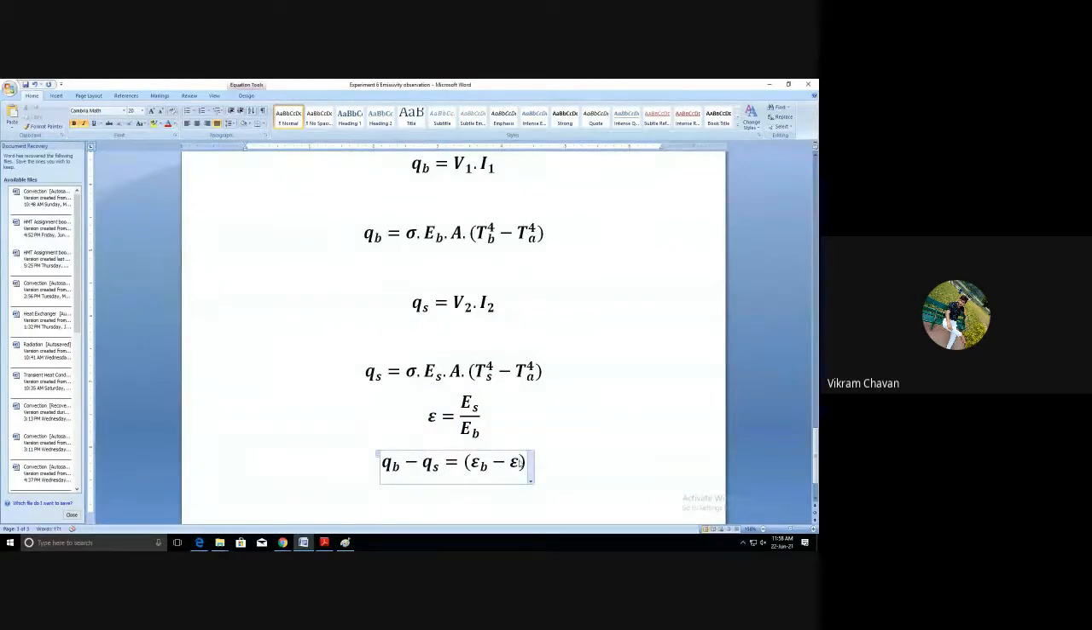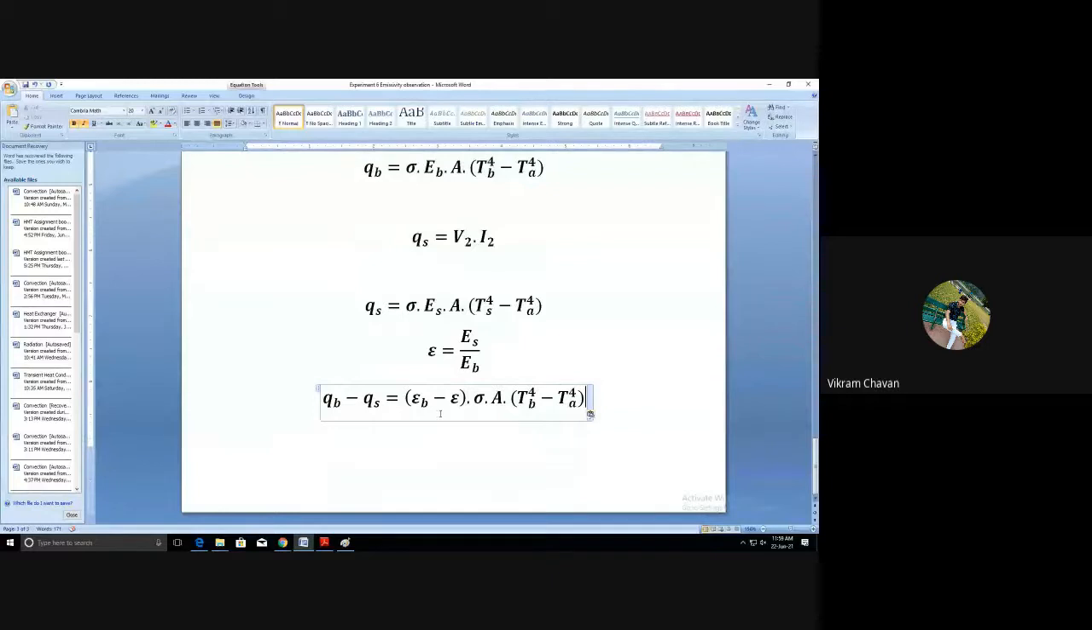Okay, multiply by sigma, multiply by area and multiply by Tb minus Ts raised to 4, or one of the temperatures, Tb minus Ta raised to 4. Because Ts and Tb are equal, then for one of the temperatures you can consider Ts raised to 4 minus Ta raised to 4, or Tb raised to 4 minus Ts raised to 4.